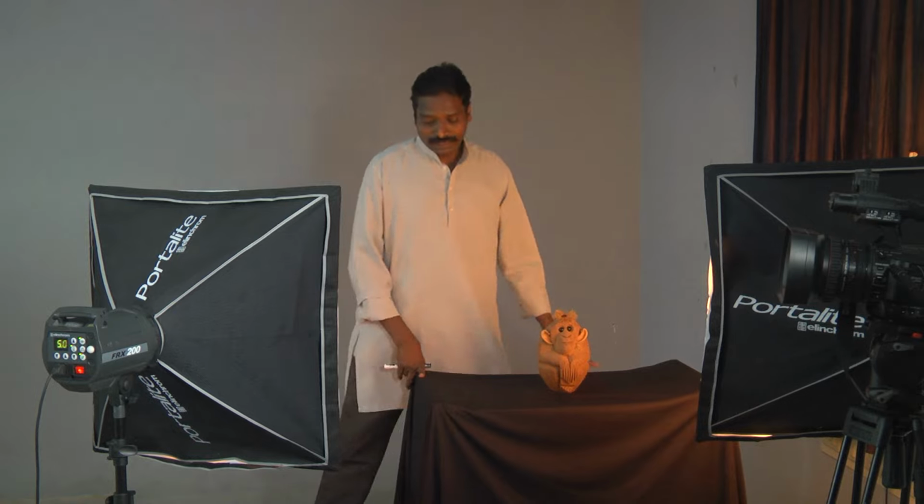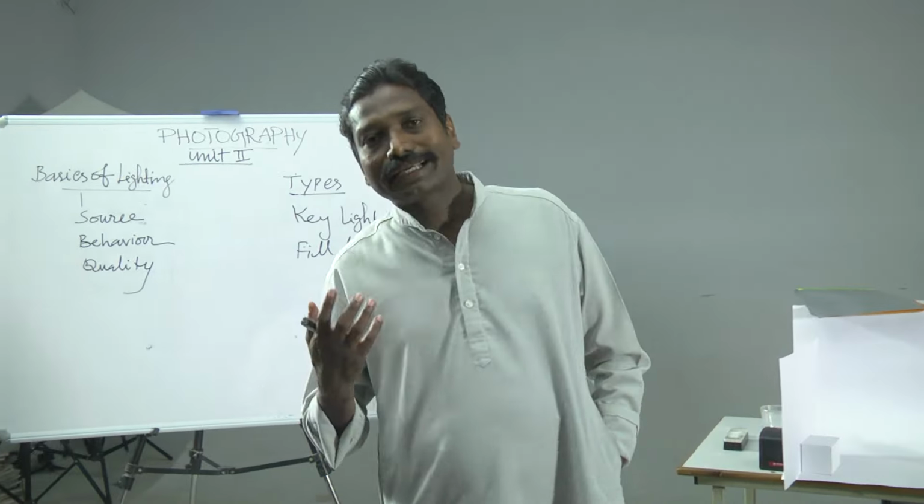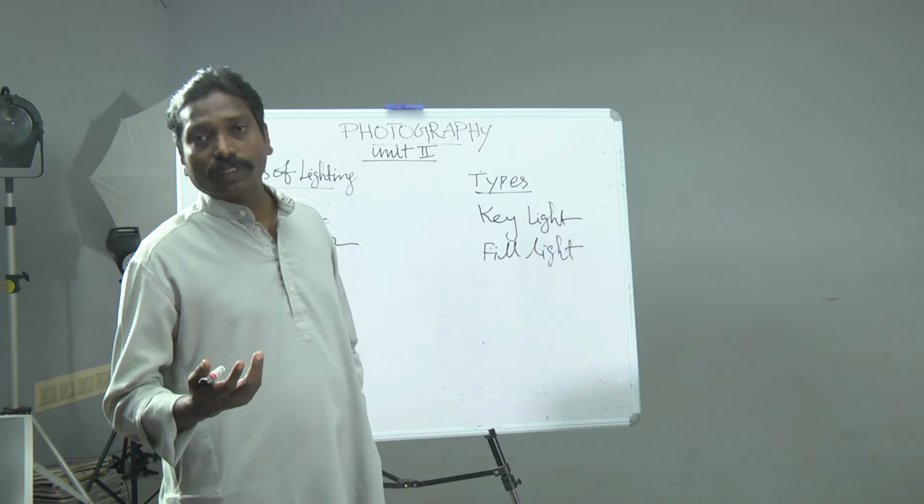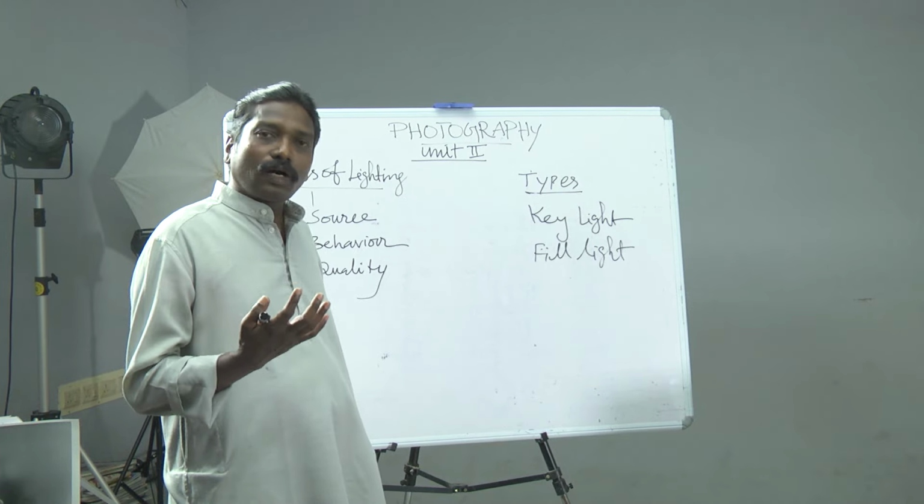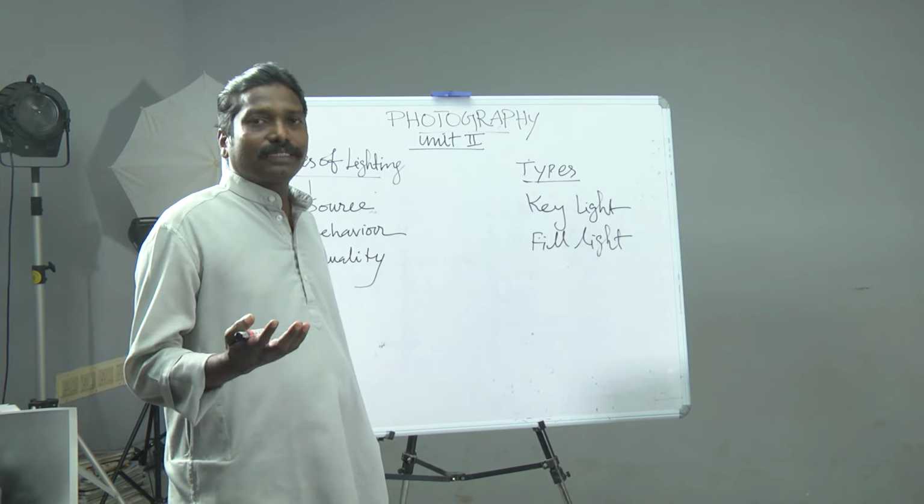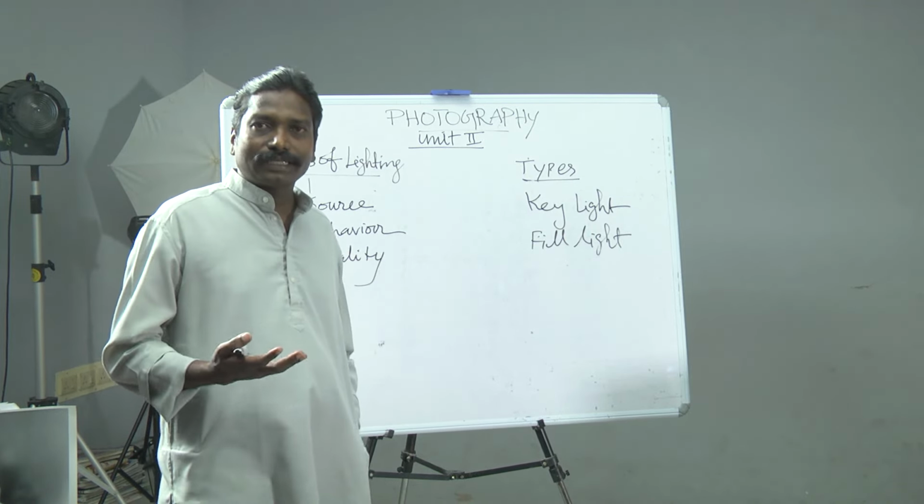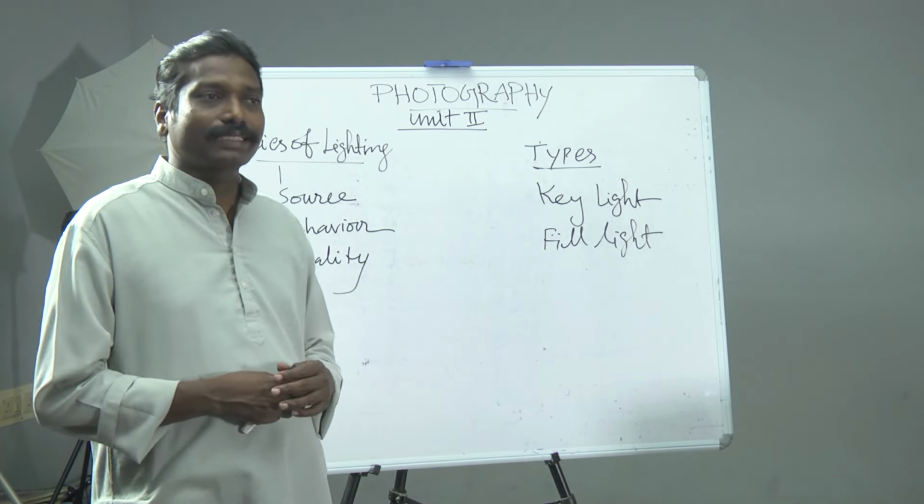In this class, we discussed the basics of the light and the types of the light. In the basics of the light, we discussed the source, the behavior, and the quality. In the types of the light, we discussed the key and fill. What is key light? What is fill light? How does a photographer construct the light? How does he create the shade and the light? Then what is the ambient light? What is the difference between ambient light and created or controlled light?